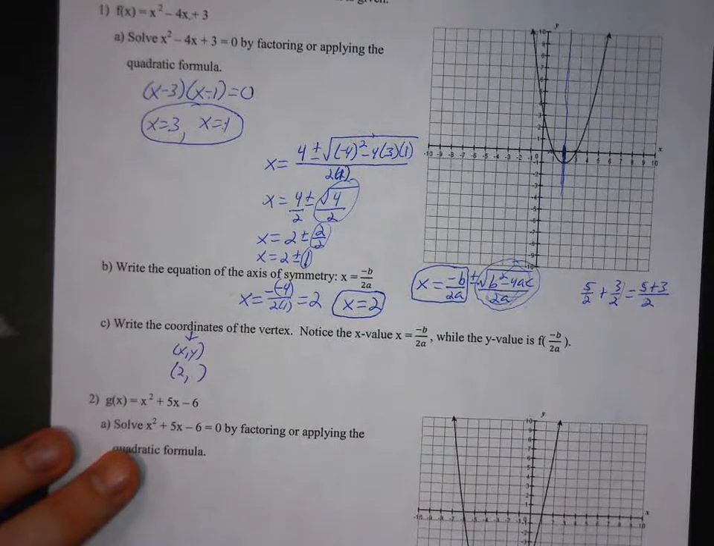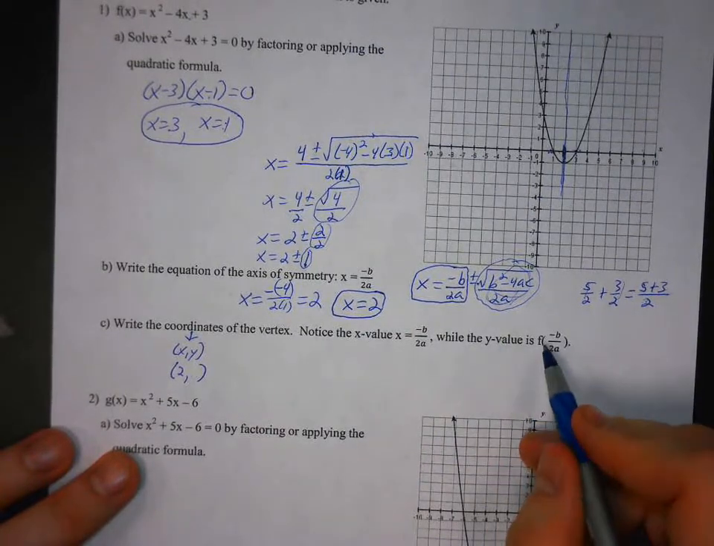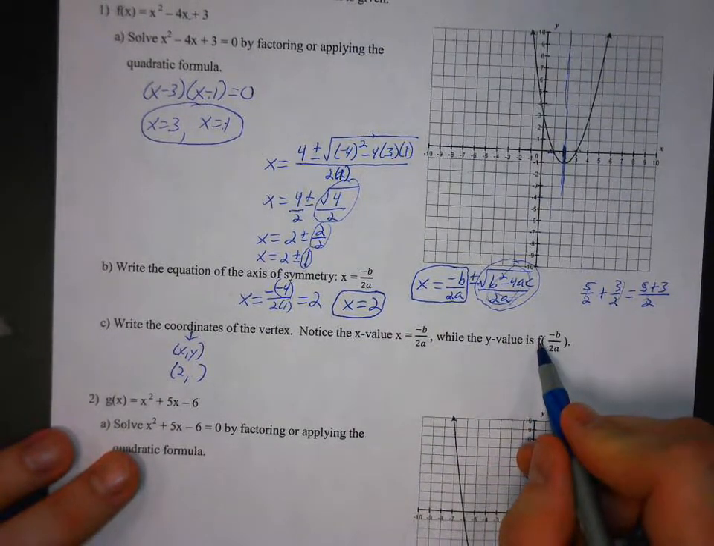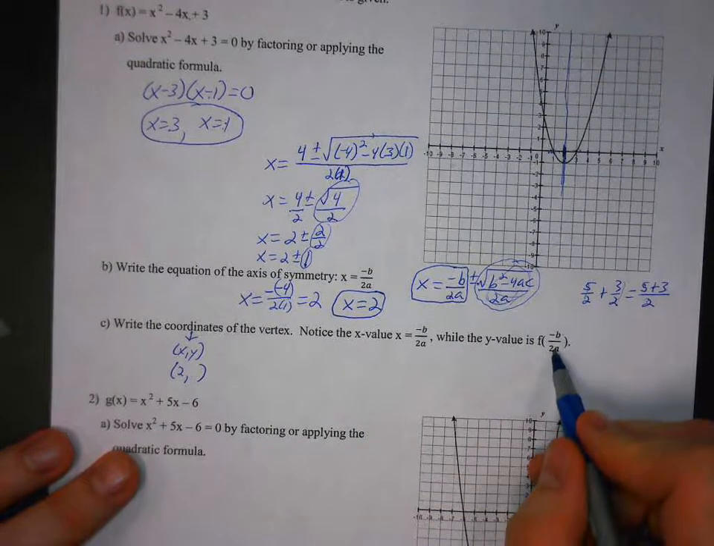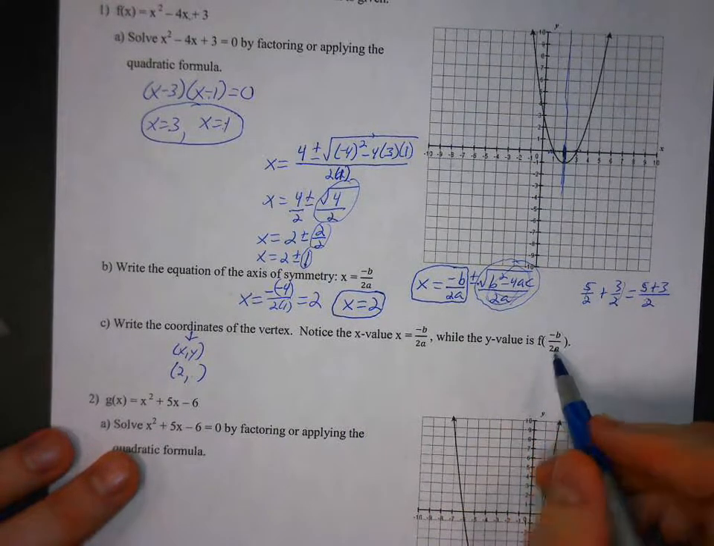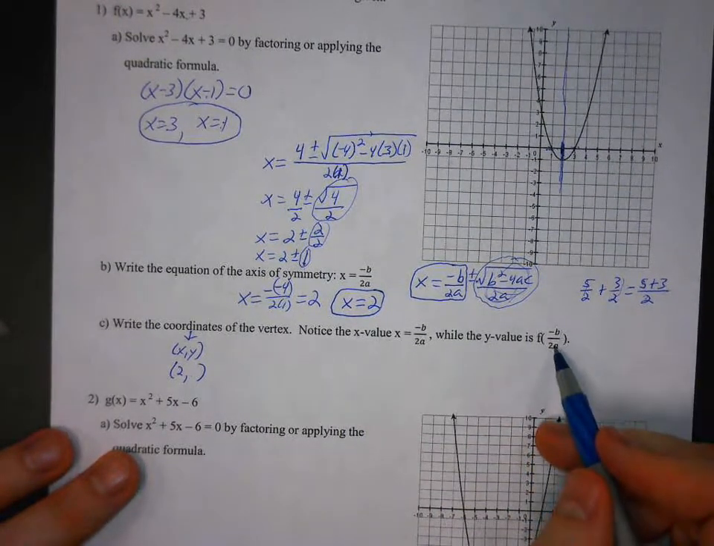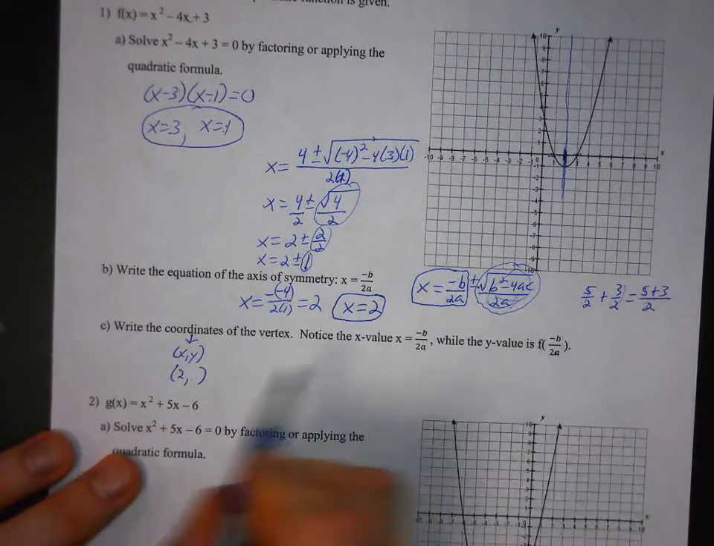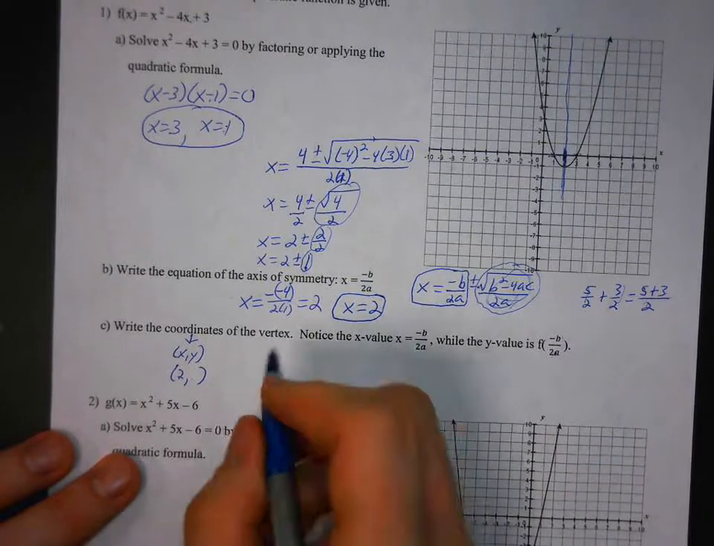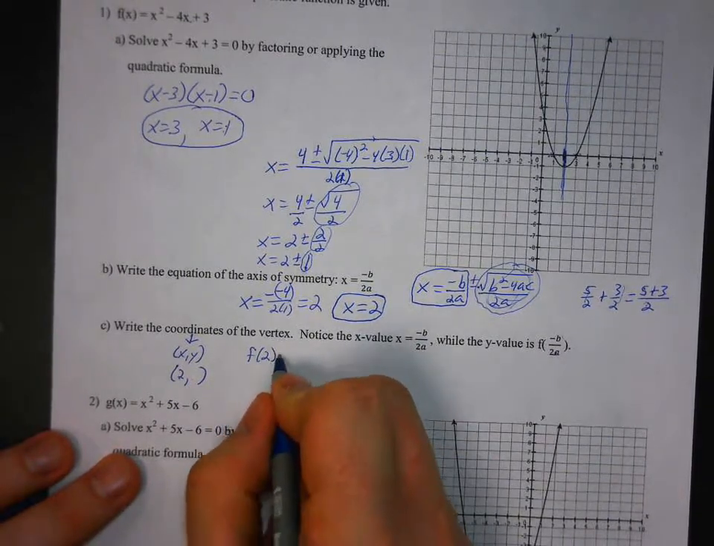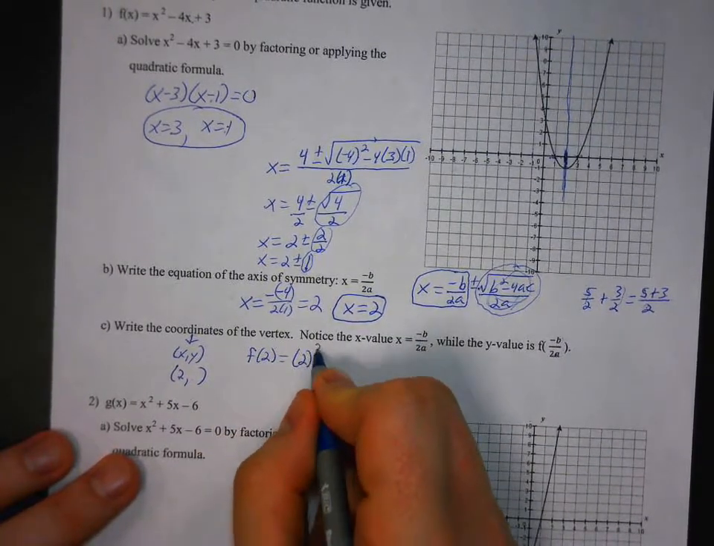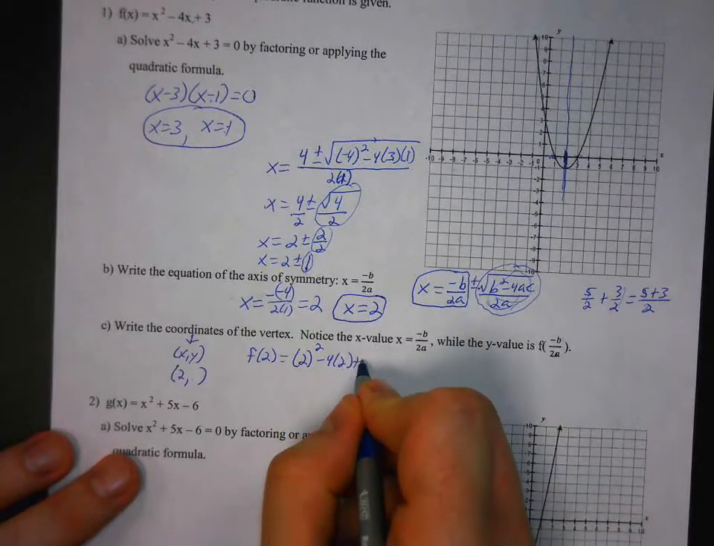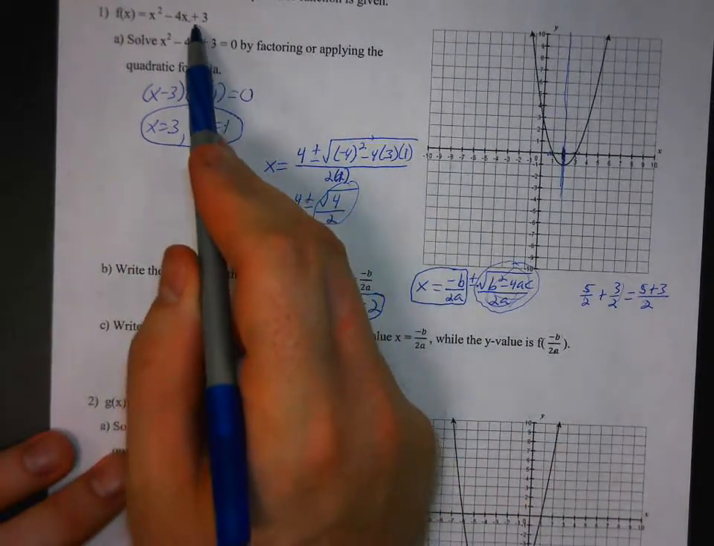What's the y value? Well, the y value is going to be whatever your function value is at the axis of symmetry, negative b over 2a. So you're going to put that value in, negative b over 2a, into your function. Well, we know that negative b over 2a gives us 2. So we're going to find f of 2 equals 2 squared minus 4 times 2 plus 3. Okay, we're just going to use our original function up here.